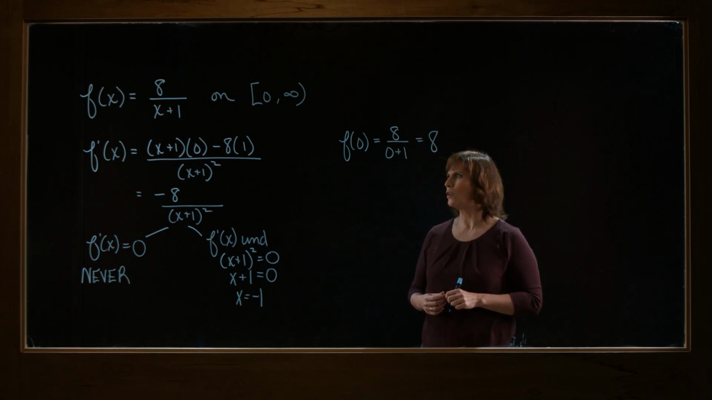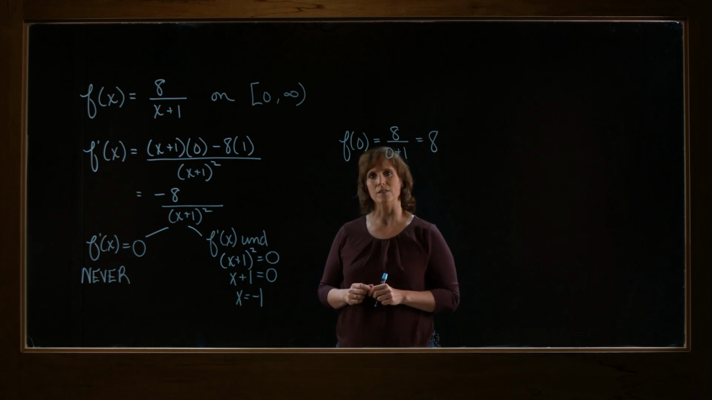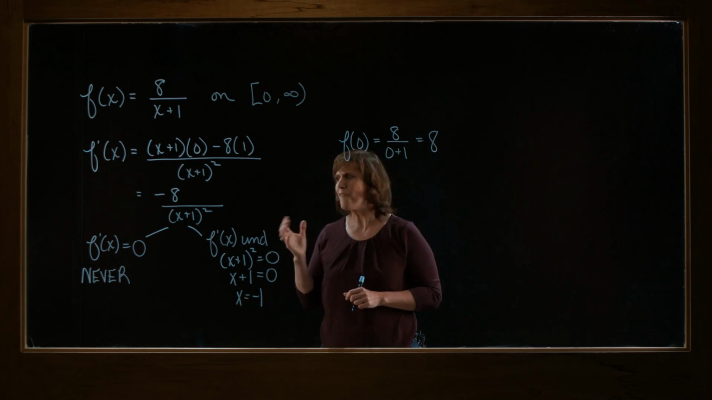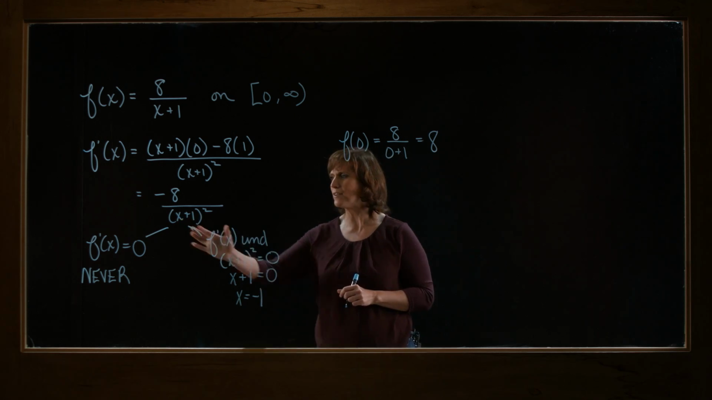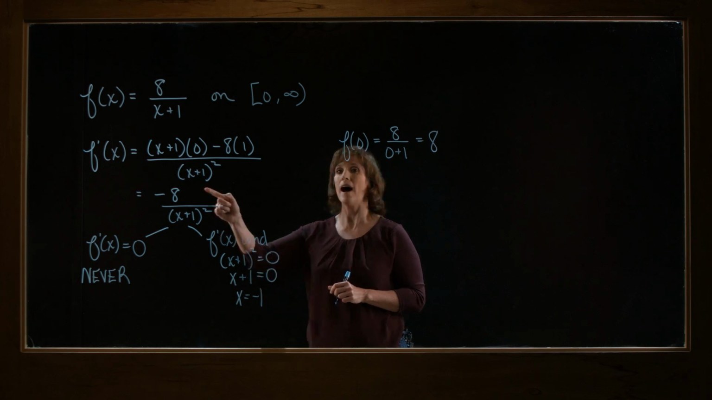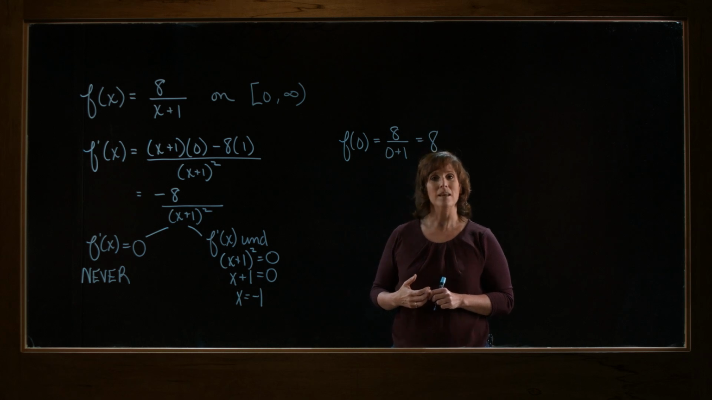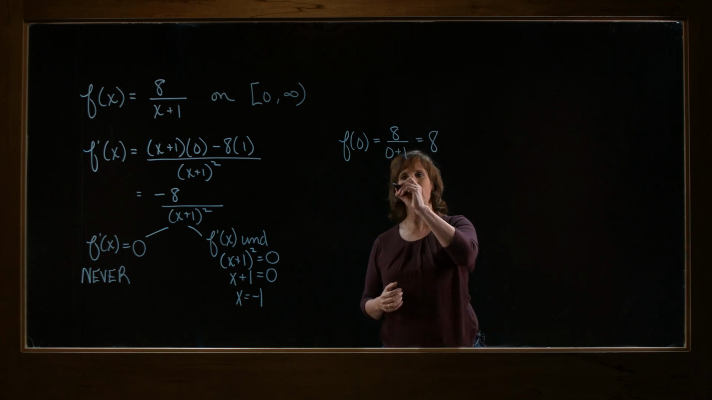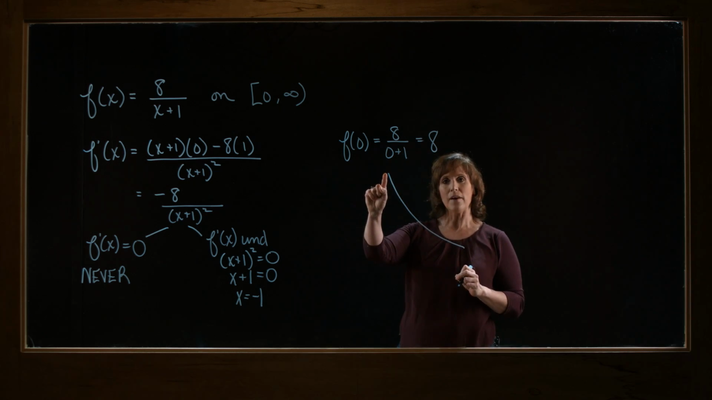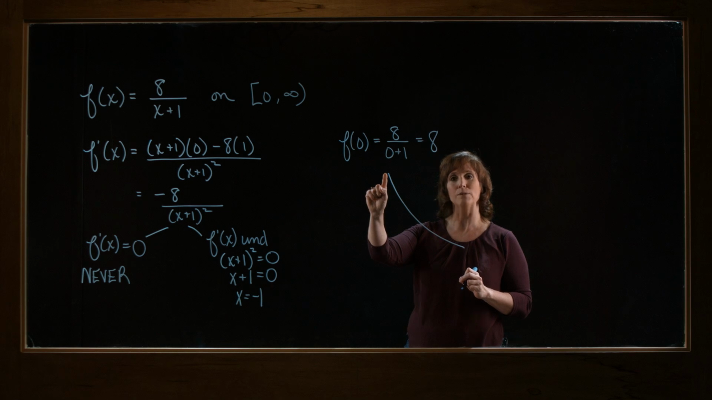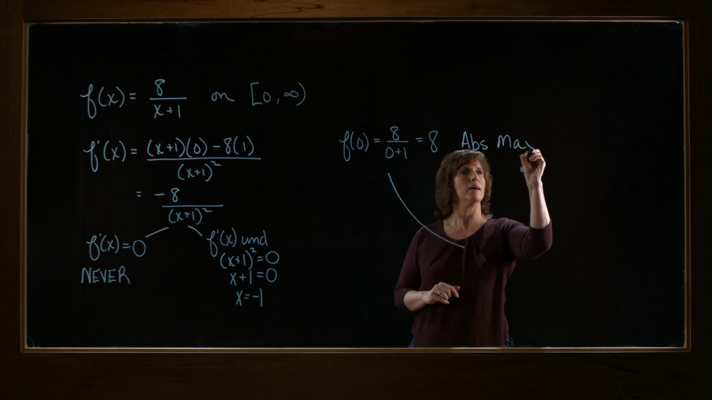Well, let's take a little closer look at this derivative. My derivative is minus 8 divided by x plus 1 quantity squared. I know this number, whatever value of x I plug in, will be a negative number because when I square x plus 1, I'm guaranteed to have a positive number in the denominator, a negative number in the numerator, which will lead to a negative derivative. That tells me that my function is decreasing. So if you have a function that's decreasing, the left endpoint is the one that's going to give you the absolute maximum. So 8 is the absolute maximum.